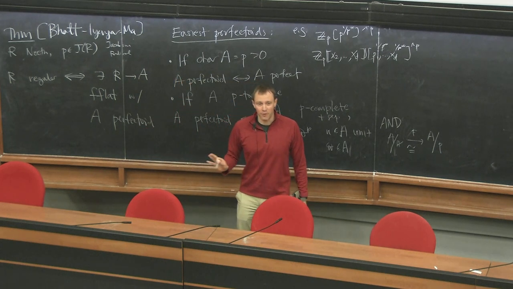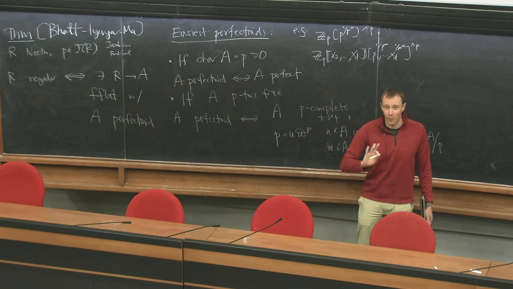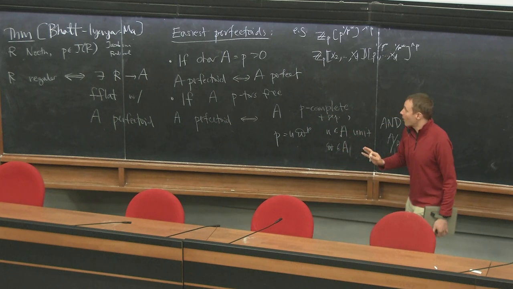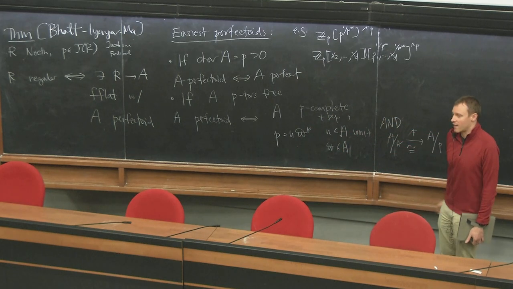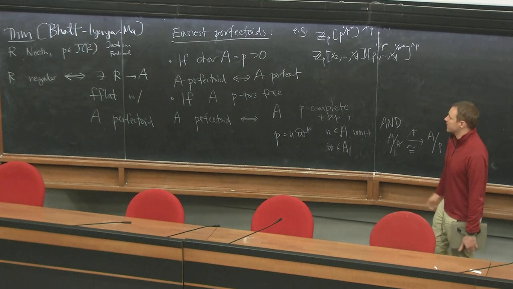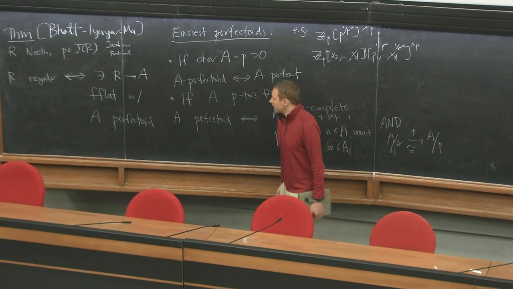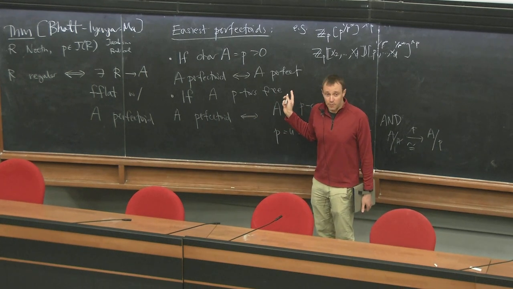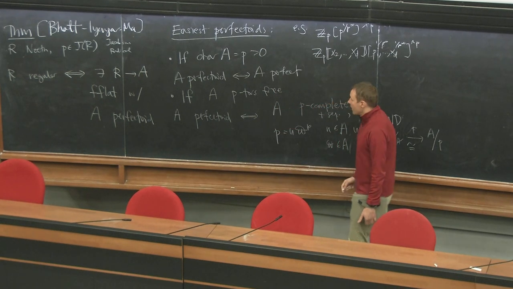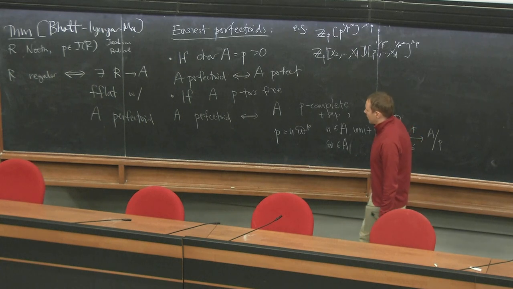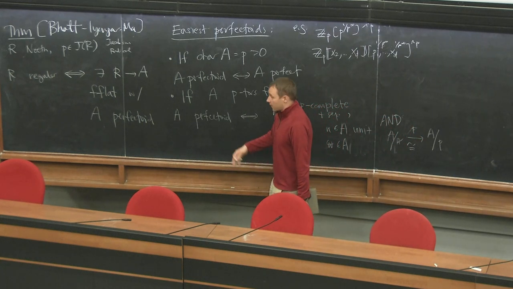Now, I haven't told you what a perfectoid ring is, and so in some sense the point of this talk is to do that. But I want you to keep in mind, like I ended the last talk with, the easiest cases. If your characteristic is p, a perfectoid ring is the same thing as just a perfect ring. And then the interesting ones for us in some sense will be in the orthogonal direction.